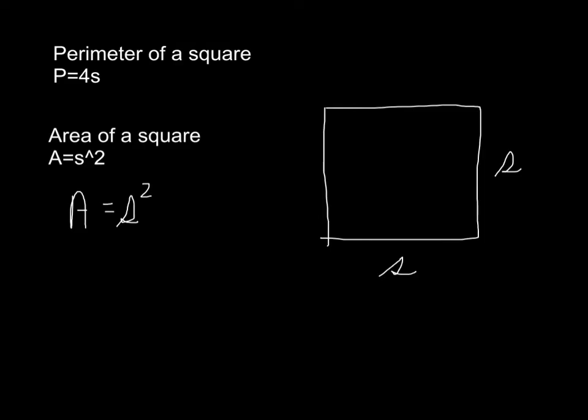First, let's begin with perimeter and area of a square. The perimeter of a square, remember, perimeter is the distance around the outside of the figure. The perimeter of a square would be 4 times the length of each side of the square, or 4s. Area of a square is the length of one side times the length of another side, which would be side times side, or side squared.